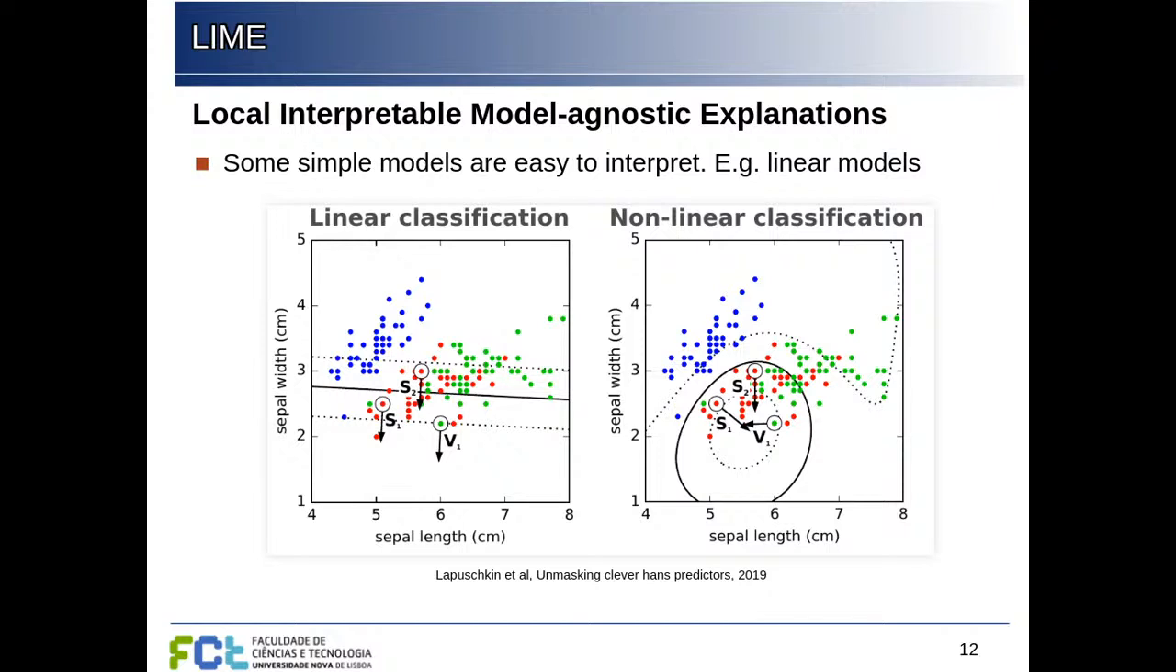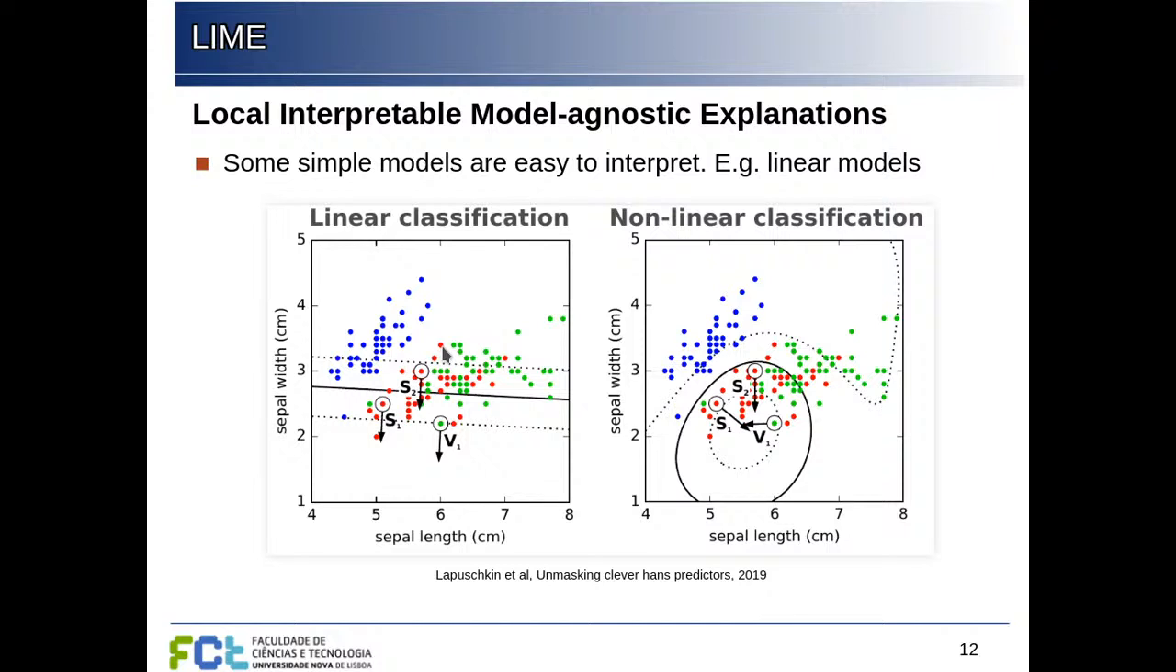For example, linear models are easy to interpret. Here we have the problem with the three types of flowers that we saw previously. This is a classical example in machine learning. There are three species of flowers. They have different petal and sepal lengths and width, so we can use those features to separate the three categories of flowers represented here in blue, red, and green.